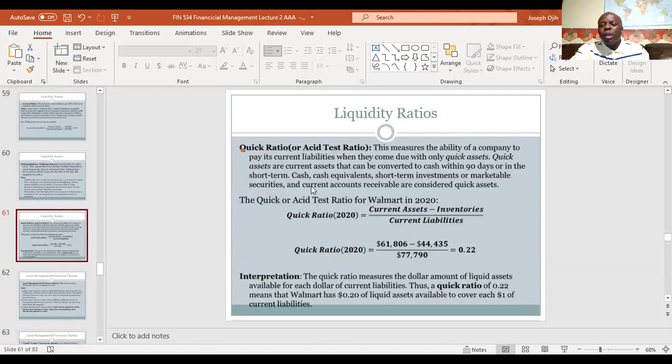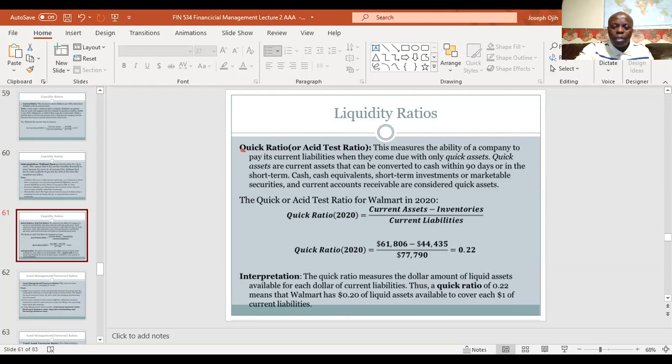Quick ratio, or what we call acid test ratio, simply measures the ability of the company to pay its current liabilities when they come due with only quick assets. So the ability of the company to pay their current liabilities, that is their current debt, when they are due, using their quick assets. When we say quick assets, what do we mean by that? Quick assets means those assets that can be converted into cash within 90 days or less.